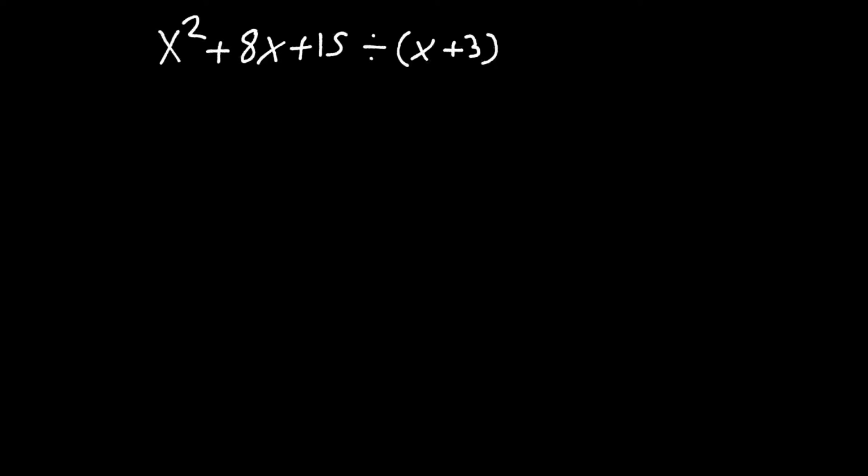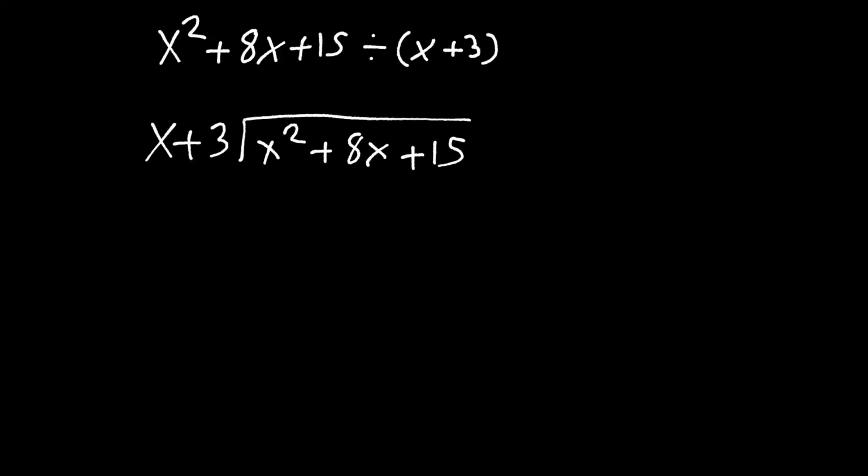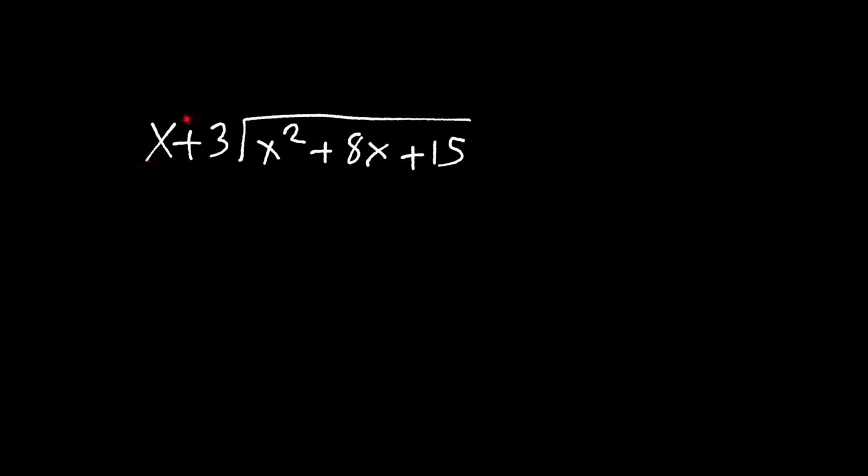We get x plus 3 on the outside, x squared plus 8x plus 15 on the inside, and I will erase what we have up here, and now we can get started. What's going to happen here is we are trying to divide this term, x squared, by this term. So I need to think about what I can multiply this x by to make it the same or as close to this as I can. And I know that x times x gives me x squared, so I'm going to put an x up top, and this is where our answer is going to go.